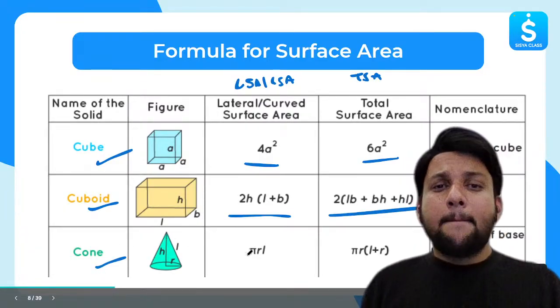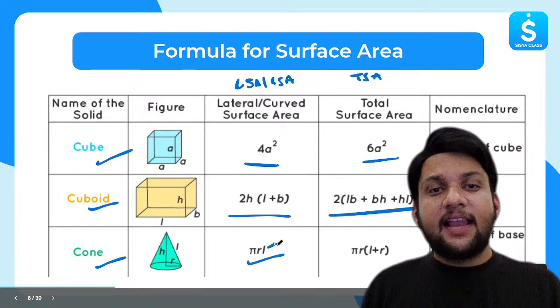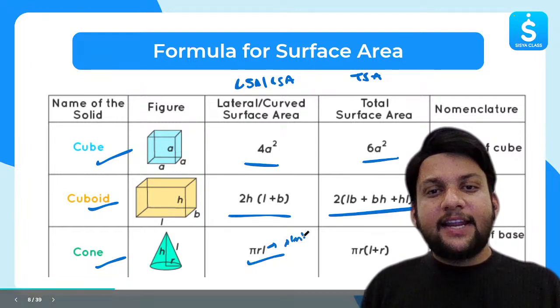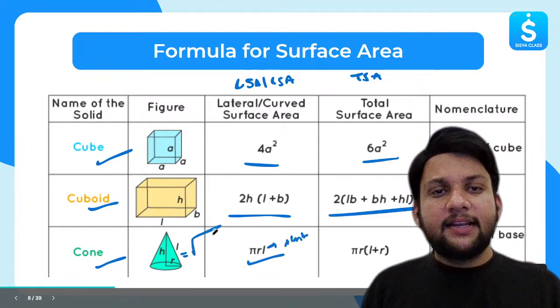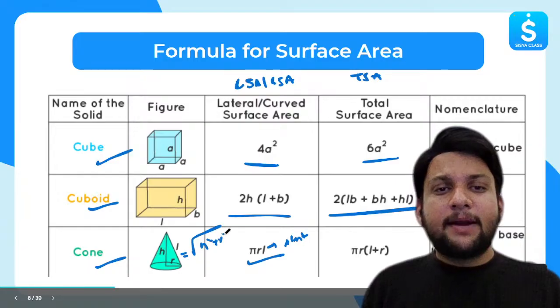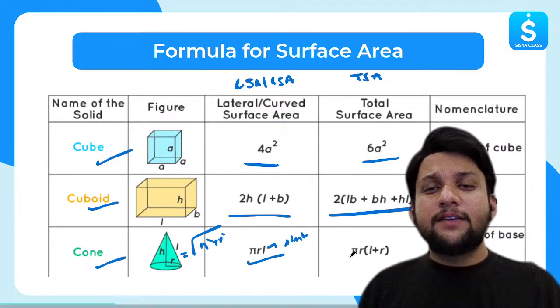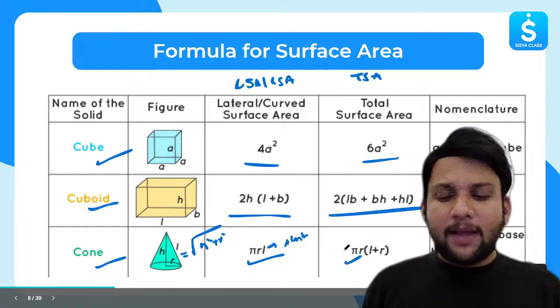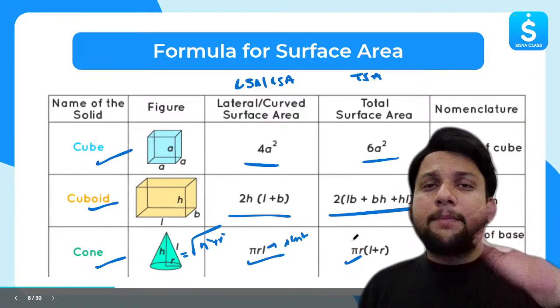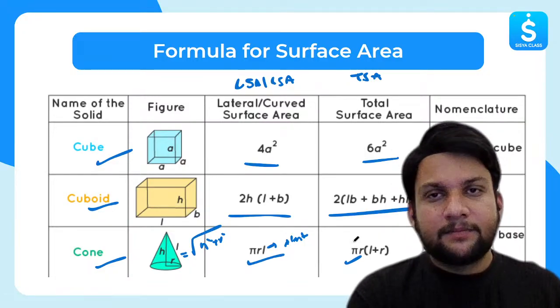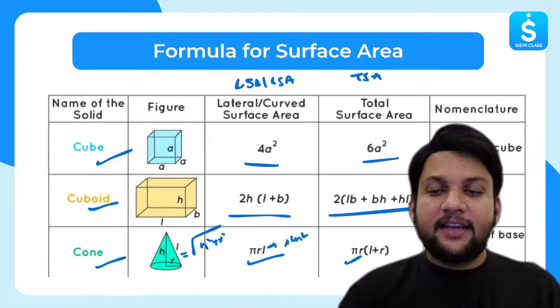For a cone, curved surface area is pi RL, where L is the slant height. And how will you calculate it? L squared is h square plus r square, using the Pythagoras theorem. We have done so many questions in grade 9. I hope this is clear. Total surface area is nothing but pi RL plus pi r square. If I take pi r common, I will get pi r times L plus r. I hope it is clear.